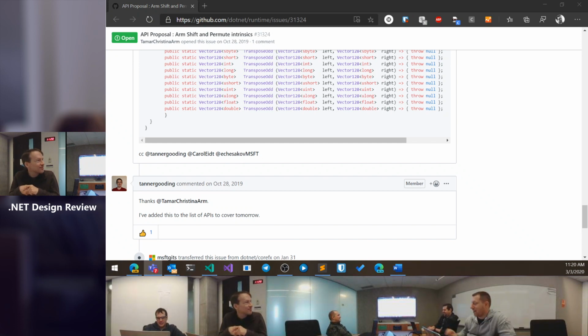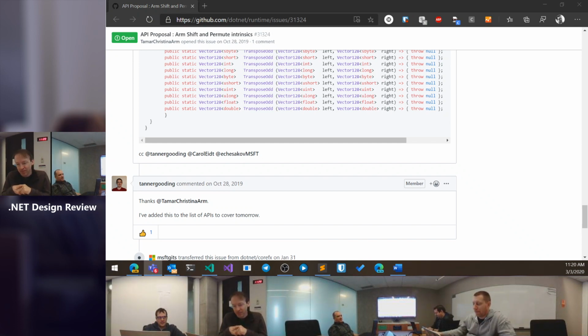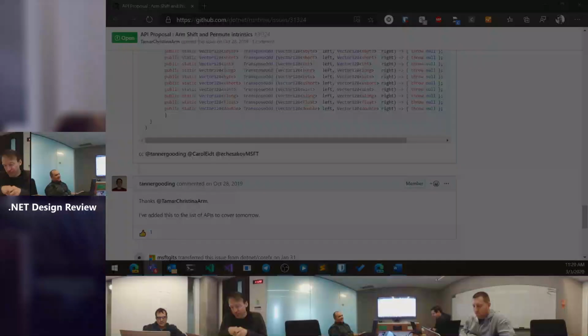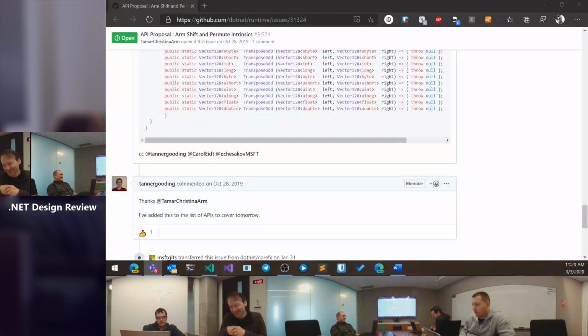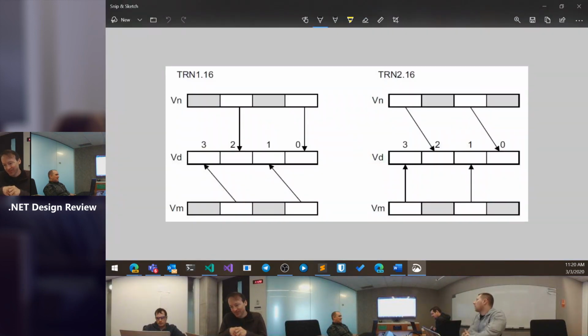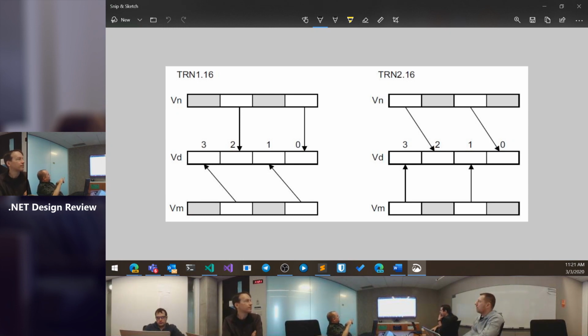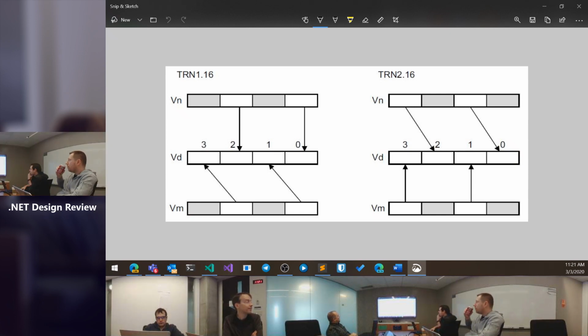Result of 0 is left of 0. Result of 1 is right of 0. Result of 2 is left of 2. Yes. Okay. So take right, shift it. There you go. So it functionally performs a transpose. Yeah, I can visualize.